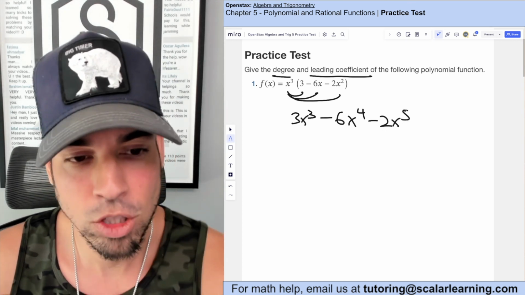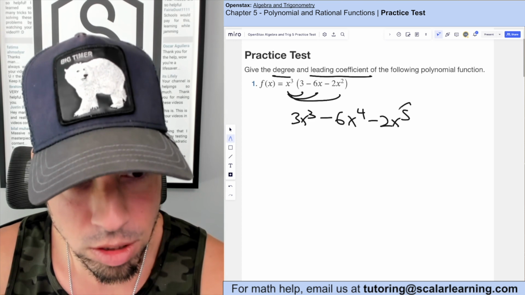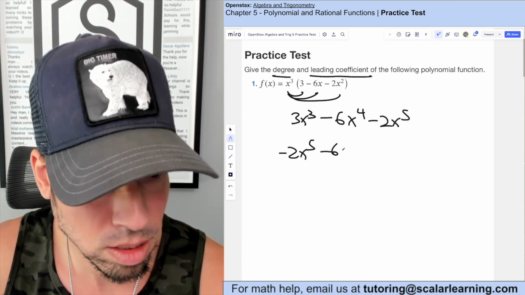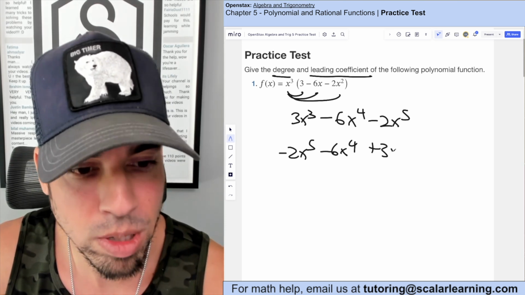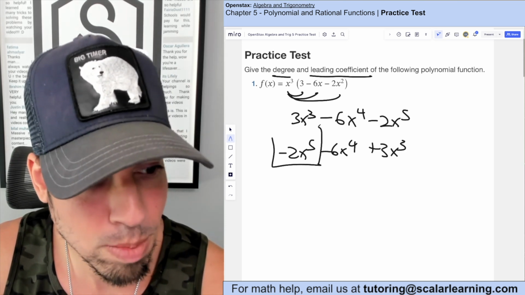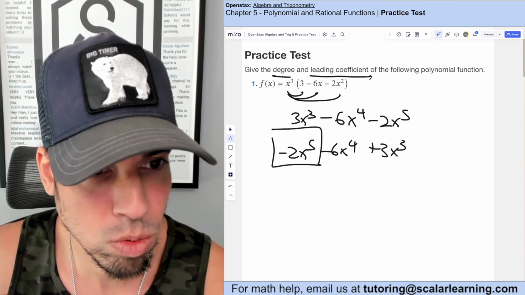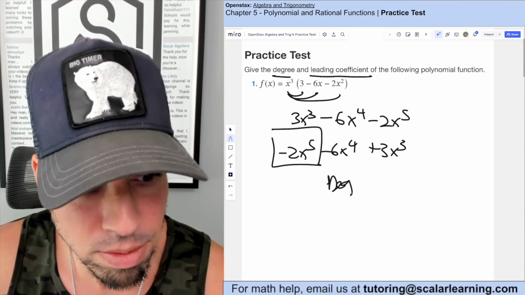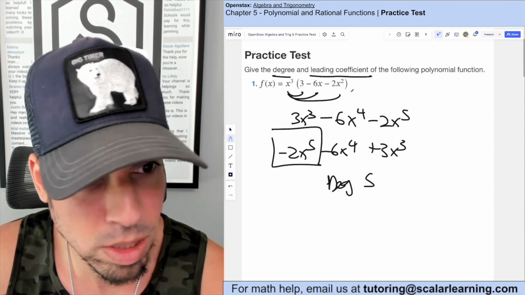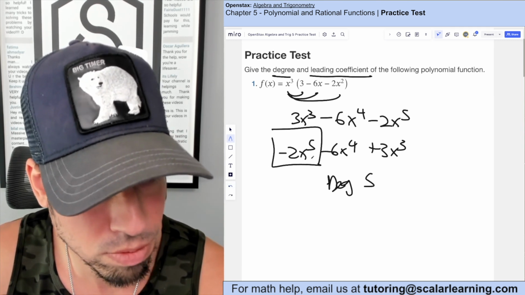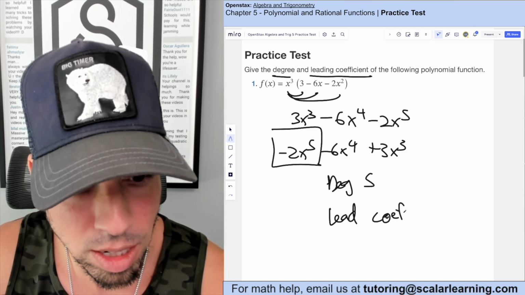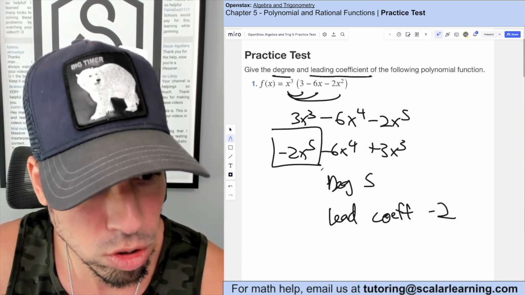Now we're going to rearrange it in order of degree, so greatest degree first. So it's going to be negative 2x to the fifth minus 6x to the fourth plus 3x cubed. And this is my leading term. It's the term with the highest degree. So the degree is that exponent. The degree is 5. And then the leading coefficient is that number in front of that term. So the leading coefficient is negative 2. So those are your two answers.